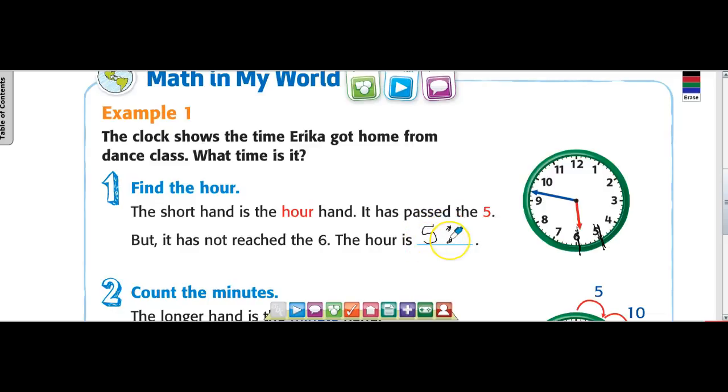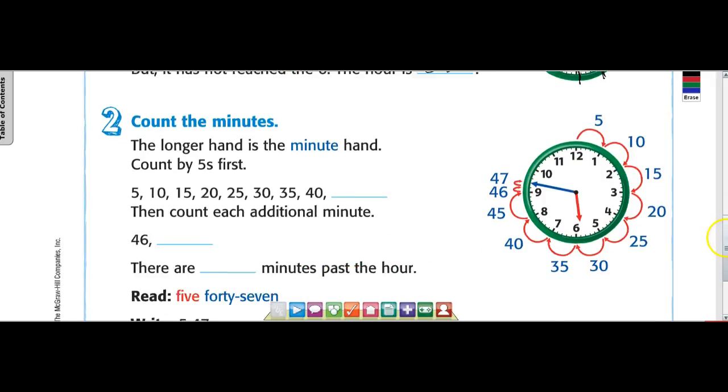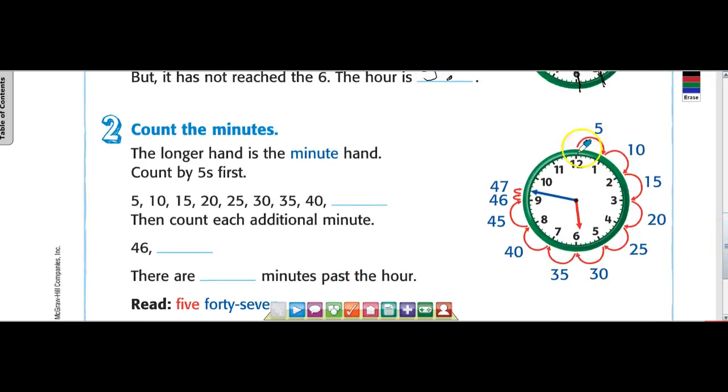But how many minutes is that though? The hour is going to be 5, and then how many minutes? Well, if I count by fives, just like they did here, I count by 5 starting at 12. So it's 5, 10, 15, 20, 25, 30, 35, 40, 45, and then two more counting by ones, 45, 46, 47.